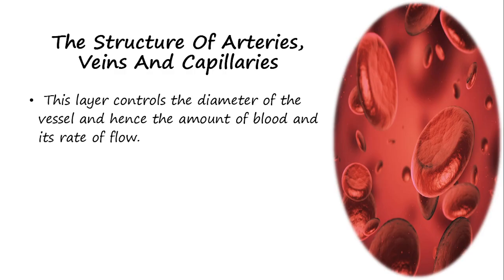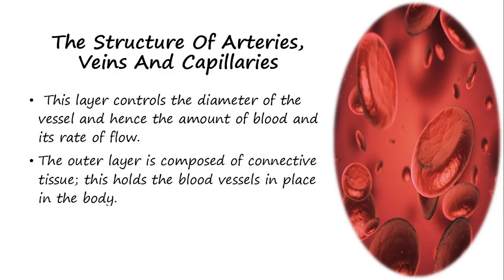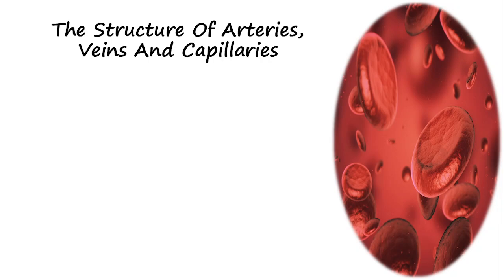This is the layer that is responsible for controlling the diameter of the vessel. Knowing the diameter of the vessel tells us the amount of blood that can flow and the rate at which the blood can flow. Now, the outer layer is composed of connective tissues. This holds the blood vessels in place in the body. So that's the basic structure of all the arteries, veins, and capillaries.